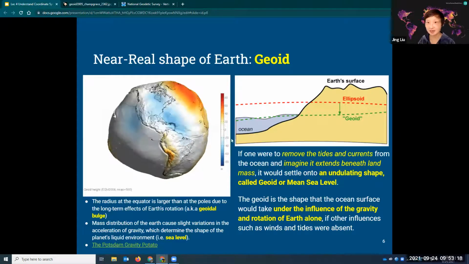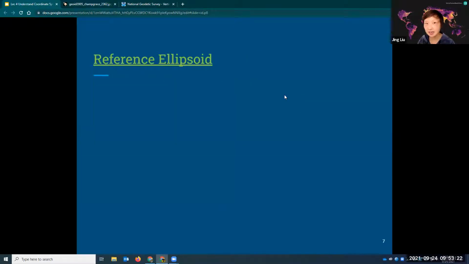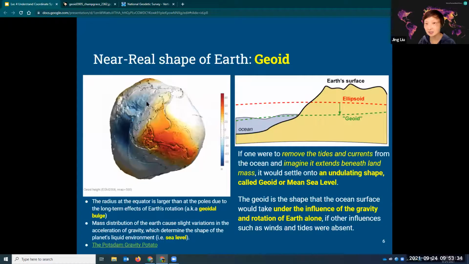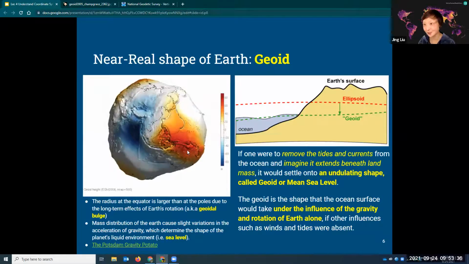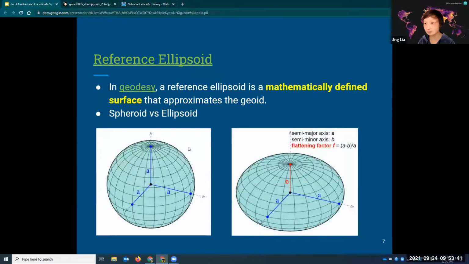The second concept after geoid is the ellipsoid. Basically, the idea is we want to use a mathematically perfect shape to approximate this ugly potato, the real shape of the Earth. Okay, so you can see here you have two options.